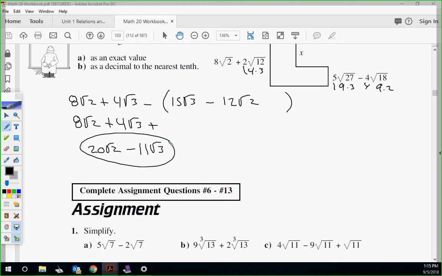That should be it. Let me double check here before we close it off. Yep, 20 root 2 minus 11 root 3. Sorry about that, Duffy. Thank you. All right, now we can stop it.